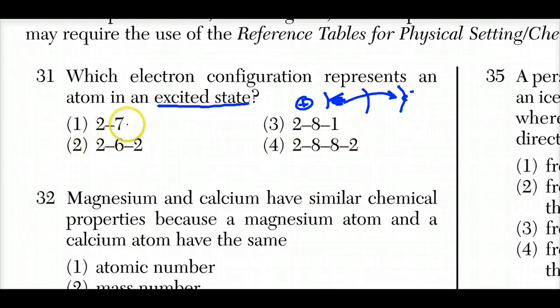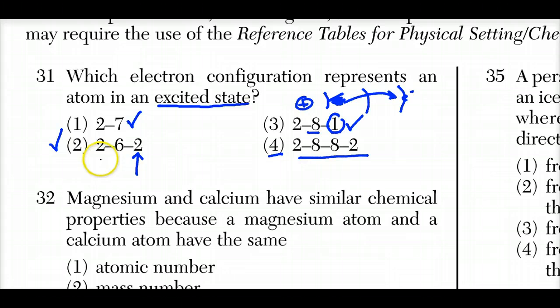So 2-7 is a ground state that's going in order. Okay, 2-8-1 is going in order. Notice, look, that you can't put an electron here unless you fill the 8. And number 4 is also filling in order.